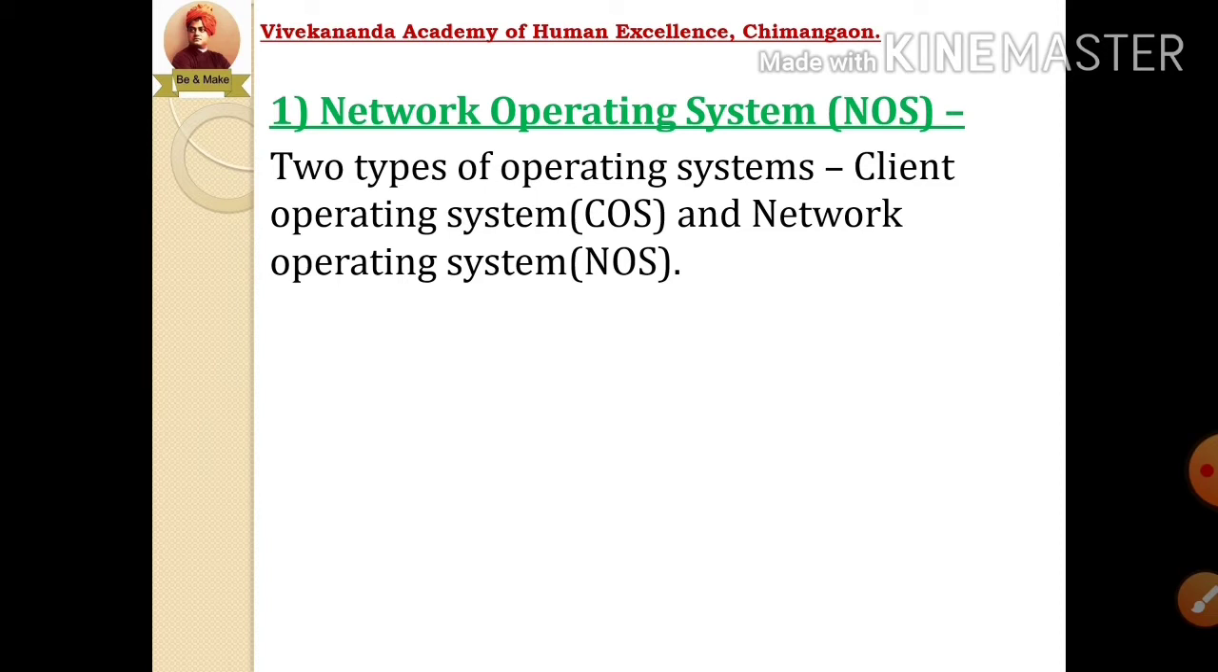This NOS is designed specially for the file servers or the servers in a network. With the help of this operating system, the server computer is able to manage the resources which are available in a network. With the help of this NOS, the server will be able to share different files, resources and applications among the connected computers, and it also provides security to the network.